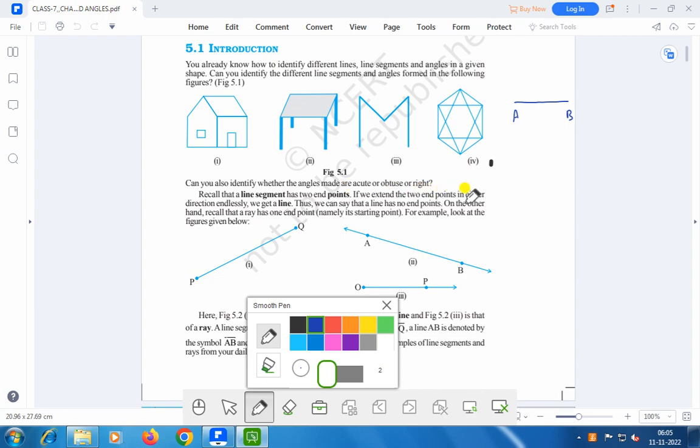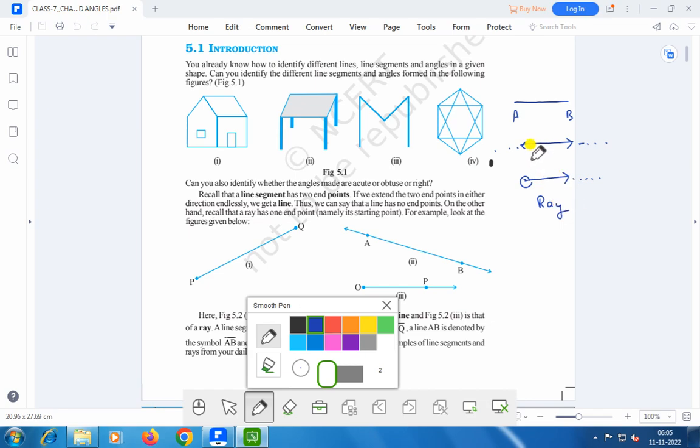If we extend the two endpoints in either direction endlessly, we get a line. Suppose this line can be extended. That means if we give an arrow, it is going on and it is also going on. Then you can say that as line, right? And if there is only one endpoint and there is an arrow in one direction only, this endpoint is fixed and there is an arrow in this direction, and this is a ray.